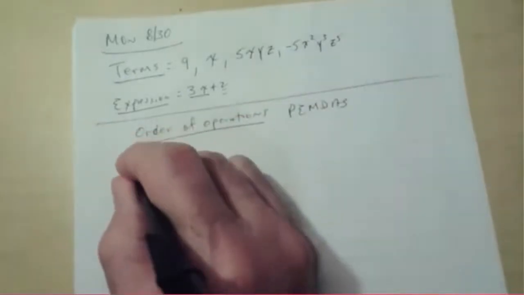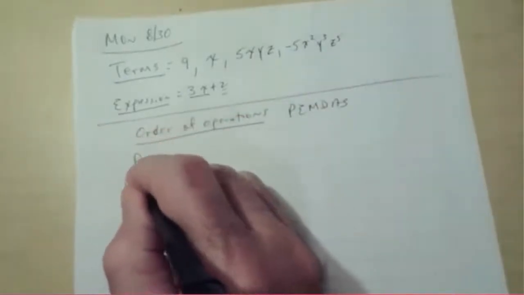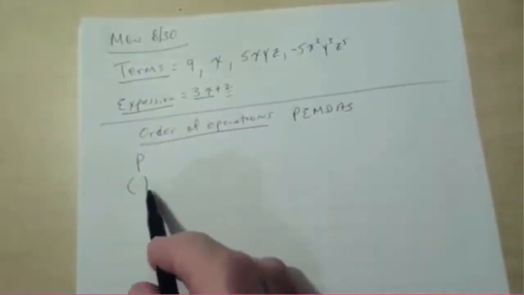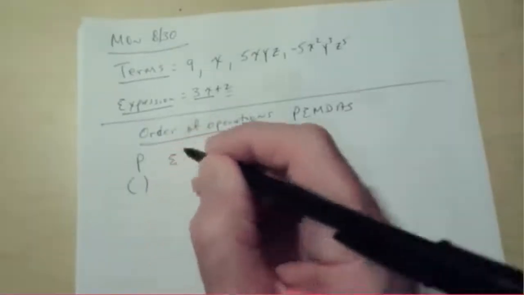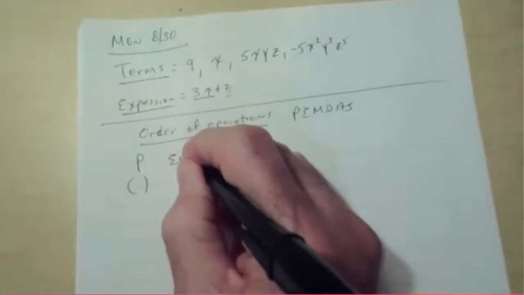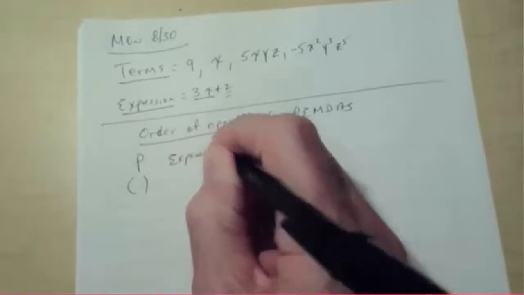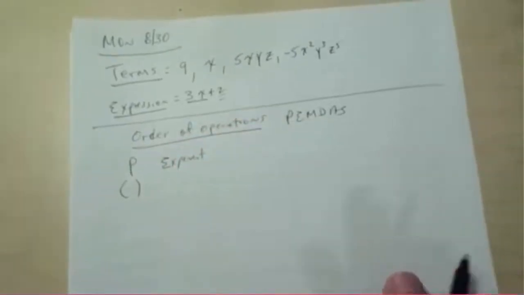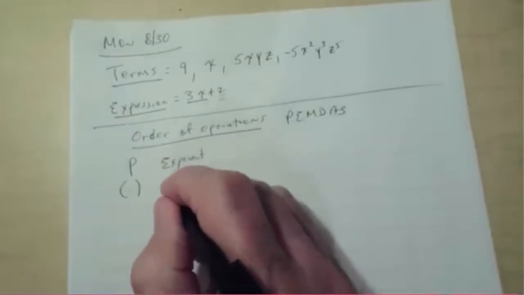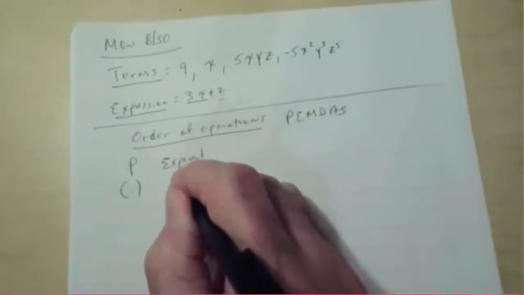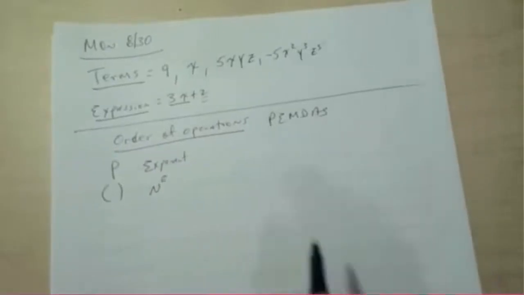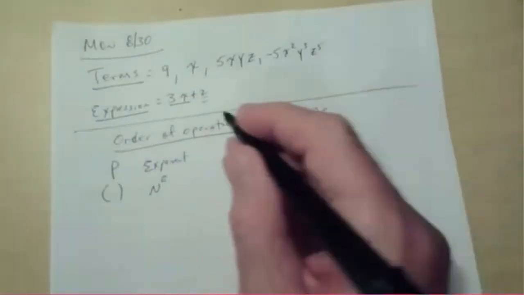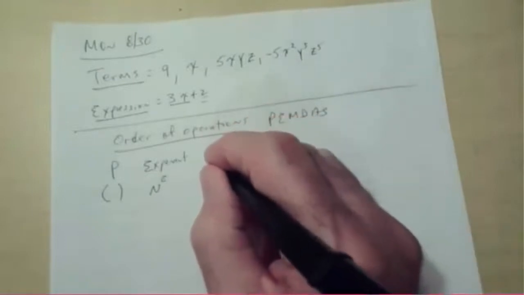Order of operation is PEMDAS, P-E-M-D-A-S. This is parentheses. Okay, if you've got parentheses, you're going to do this first. Then an exponent. Do that second, if there is one. You've got a number with another little number up there, and we'll talk more about this in a minute. Exponent.